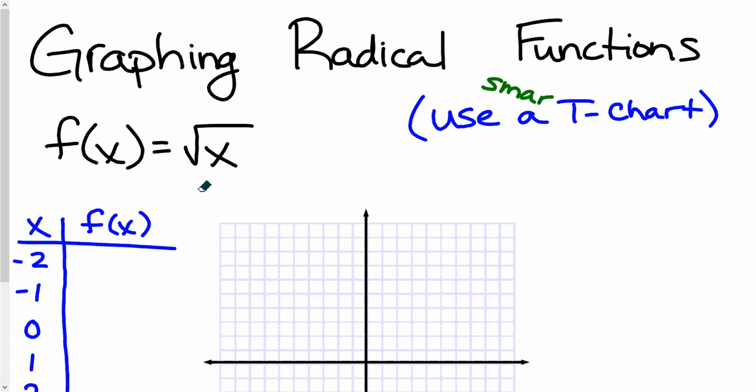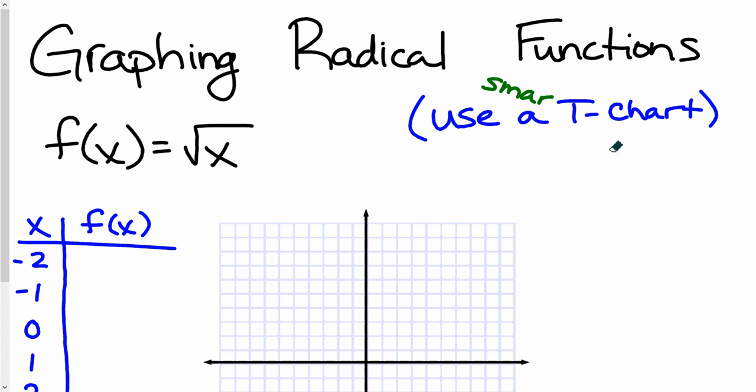But we're just going to take a look real quick at how we can sketch a graph of the parent radical function f of x equals the square root of x. Now, the way that I like to teach this is I like to use a SMART chart, okay?